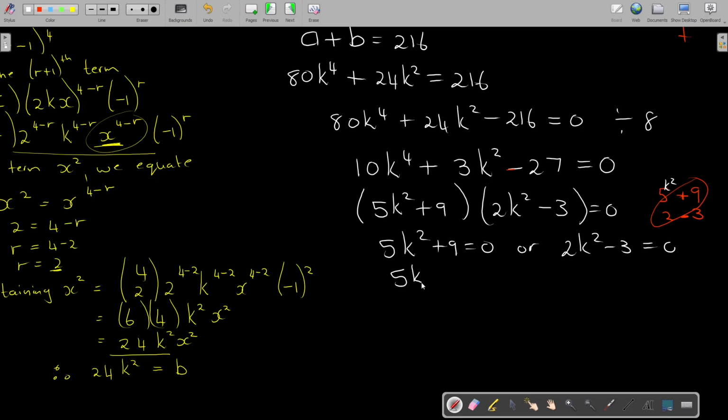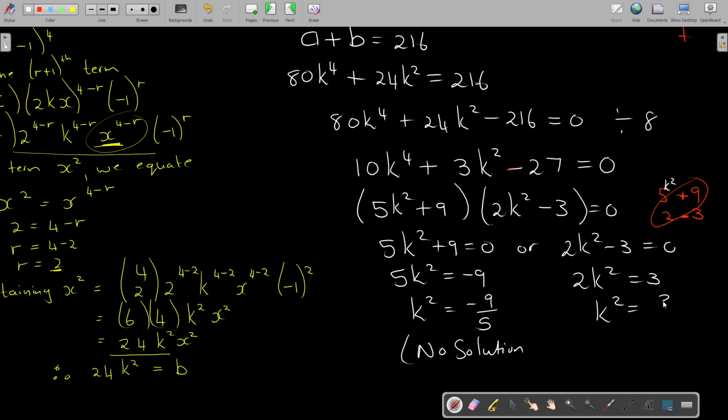So 5k² equals negative 9. So k², can you already see what's going to happen? You cannot find the square root of a negative, so you can already say no solution. But this one, it's going to be 3, and this is going to be k² equals 3 over 2, and then k is going to be plus or minus, and you can just leave it like that. That is your final answer.